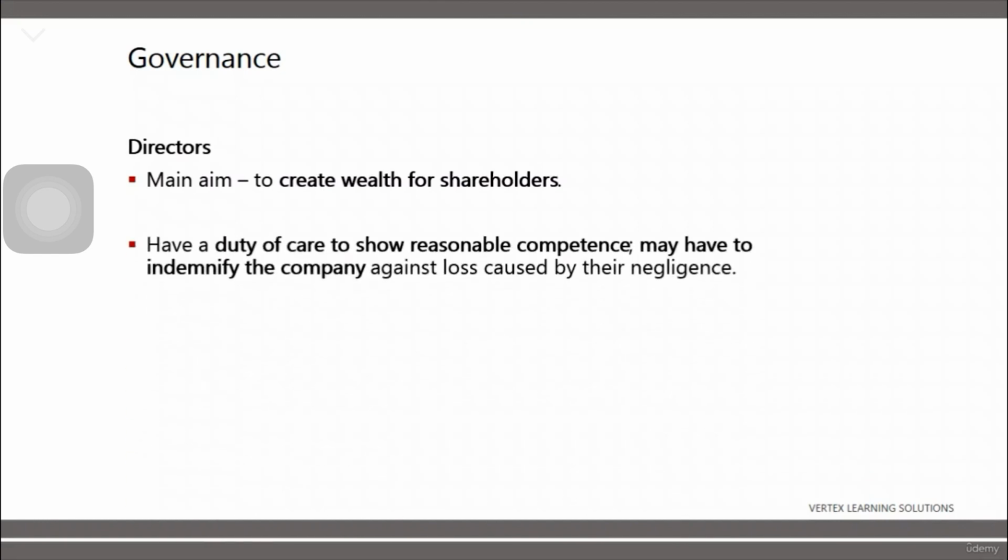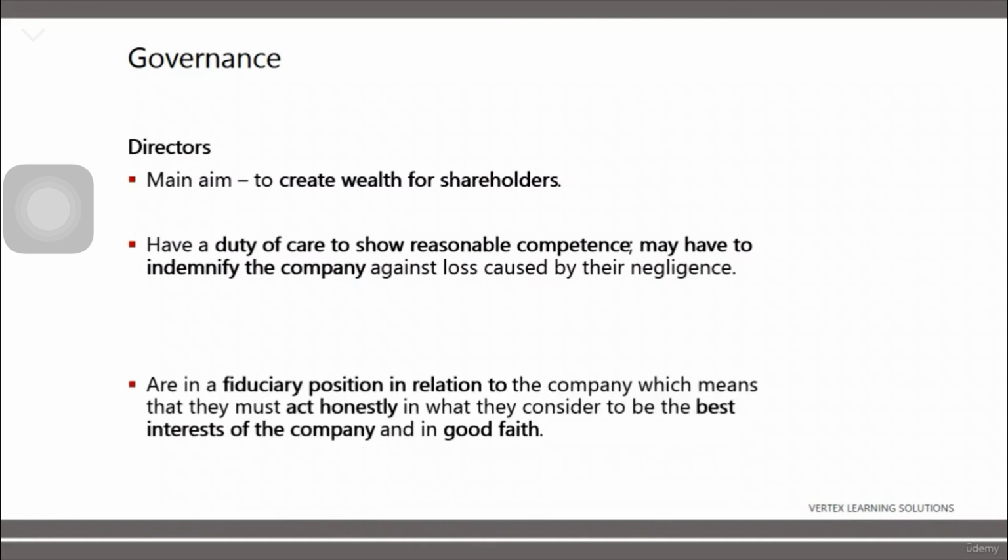They have a duty of care to show reasonable competence, and may have to indemnify the company against loss caused by their negligence. So if the directors are being careless and negligent in running the business on behalf of shareholders, and because of their carelessness or negligence the shareholders or the company face any loss, it is also possible that legally you can bind them to compensate. They have to indemnify the company. So it's a very responsible position.